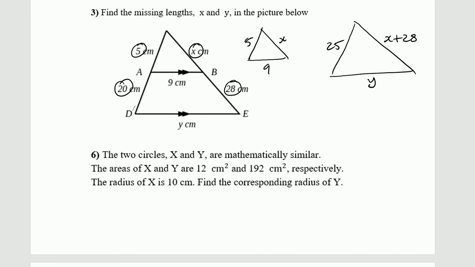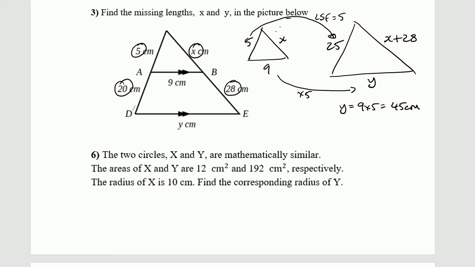Now I'm looking for corresponding lengths. Well, the 5 and the 25 clearly correspond, and I can see a length scale factor of 5 between these triangles. So I can start off by working out the value of y. I have to multiply the 9 by 5 to get to the y. So y equals 9 times 5, 45 centimeters.